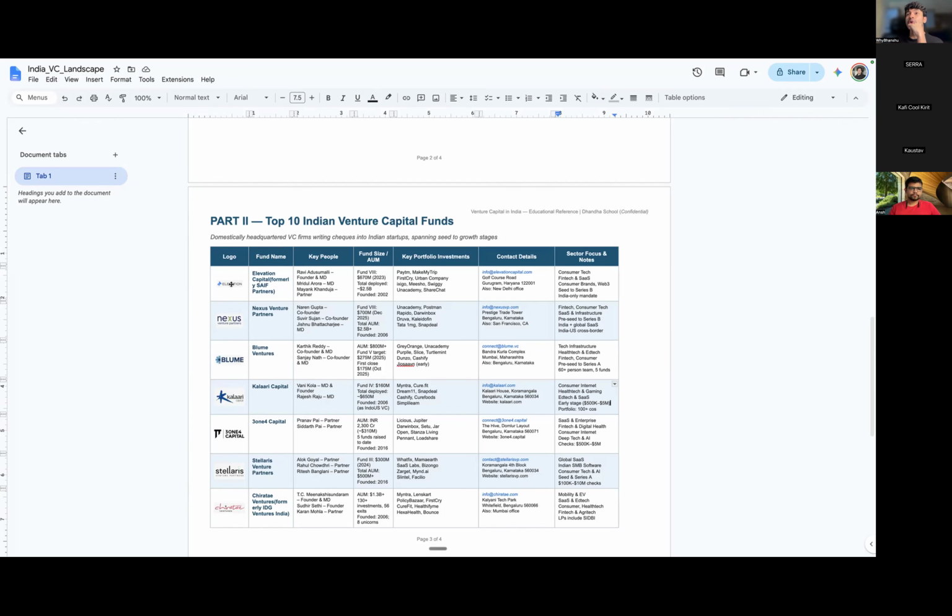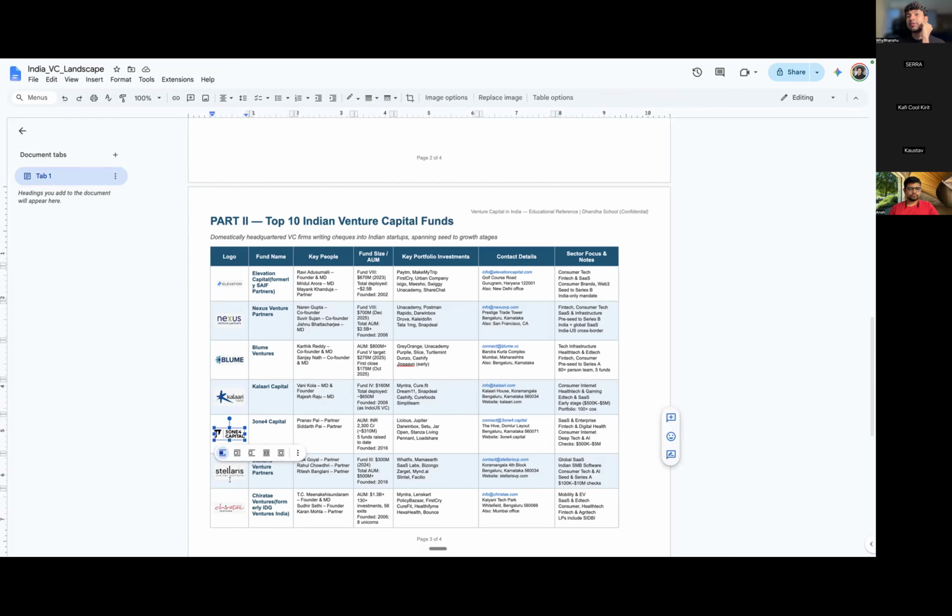So these are the Indian venture capital funds. You have Elevation, you have Nexus, Bloom, Kalaari Capital. Kalaari has a slightly bad reputation right now within the industry for a lot of reasons. But yeah, also one of the only funds which is headed by a female. Not that those two events are correlated. I'm just saying. I really don't have a perspective, but I just wanted to give you facts, both of them.